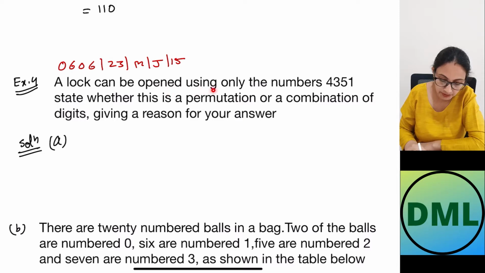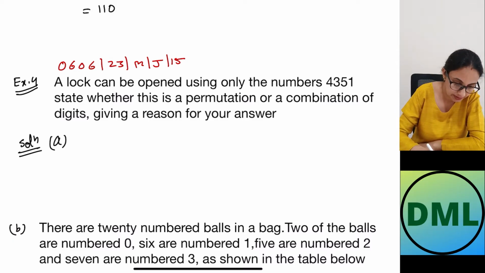A lock can be opened using only the numbers 4, 3, 5, 1. State whether this is a permutation or a combination of digits, giving a reason for your answer. Because there are digits 4, 3, 5, 1 and you are making a lock, in this case the order matters a lot. So this is a permutation.